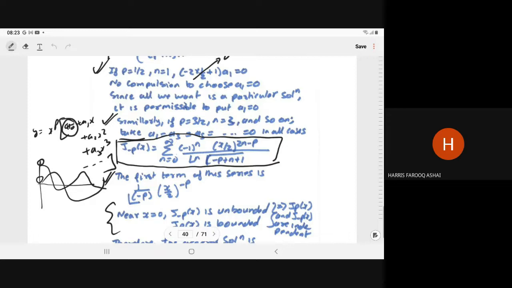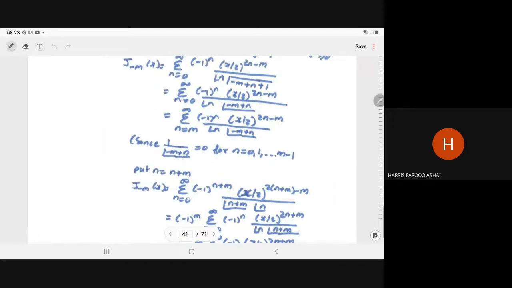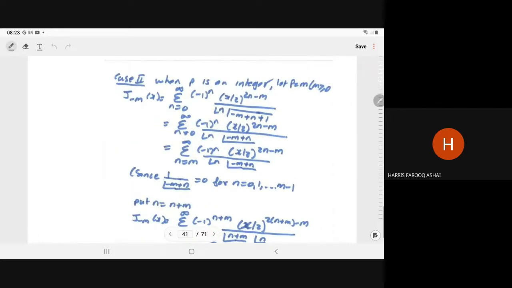It is creating the problem, but we are assuming that a1 is equal to 0, so that with that we are overcoming the problem. Then the derivation will be the same. Now, case second, when p is an integer, let's say p is equal to m.